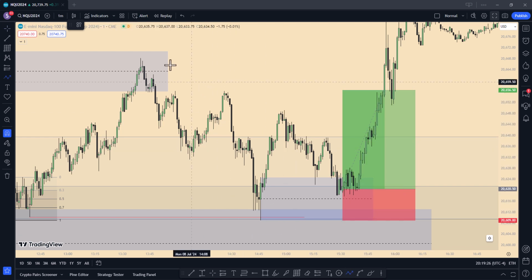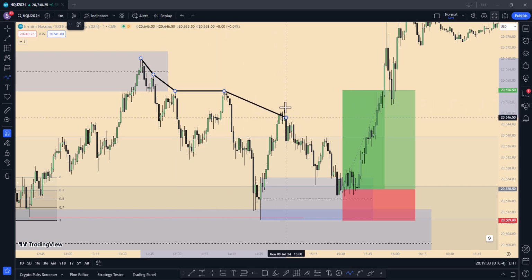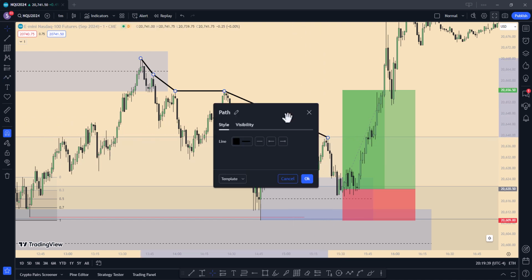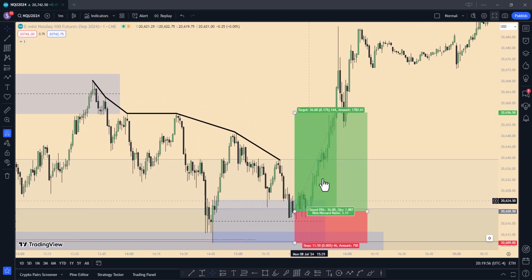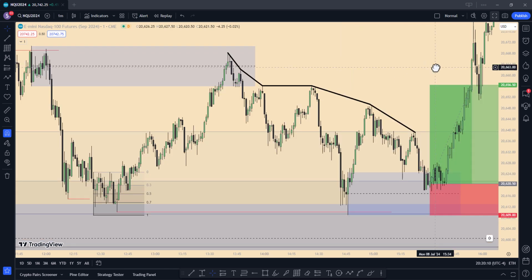So for example, we have this low, or this high, as you can see, all smooth edges. So we don't have a single sweep in here. All of these lows, all of these highs never got swept, right? This is why you see this really big move to the upside. So this was Monday's price action, beautiful price action if you know how to read market structure.